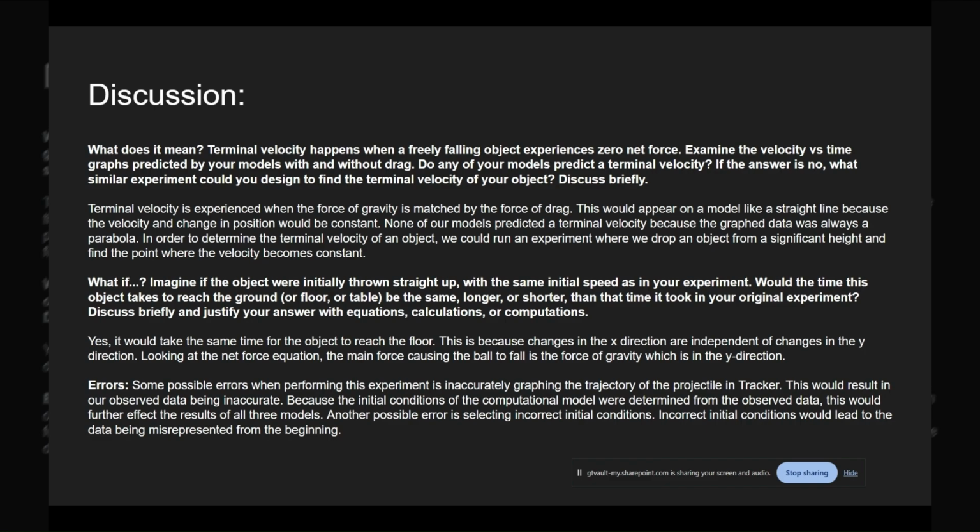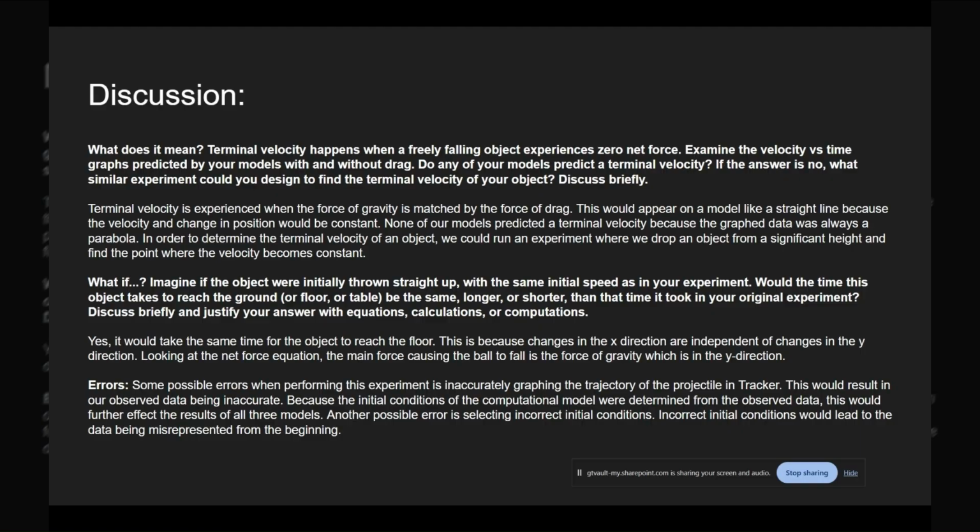Terminal velocity is experienced when the force of gravity is matched by the force of drag, and this would appear on a model as a straight line because the velocity and change in position will be constant. None of our models ever predicted terminal velocity because the graph data was always a parabola. In order to determine the terminal velocity of an object, we would run an experiment where we drop an object from a significant height and find the point where the velocity becomes constant.